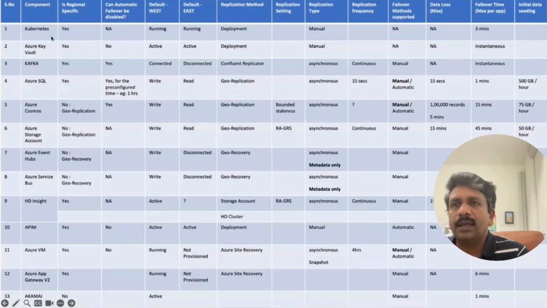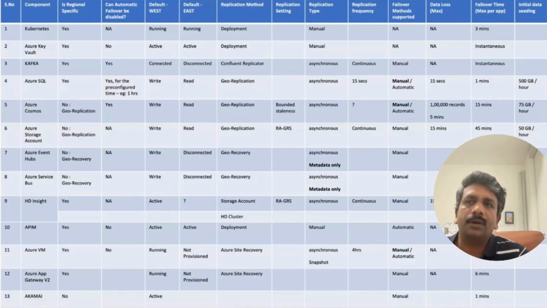For instance, I listed some of this information here. Let's say you have Kubernetes. Is it regional? Yes, it is regional. So if you want to have it in the other region, you have to do a manual deployment. Does it support automatic failover? No, it does not, because it is region specific. So you have to do a deployment in both the locations. Replication again is done through the deployment. It's a manual deployment. And how much time does it take to fail over? Literally, it doesn't take much time, because it's up and running, so there is nothing you have to do here.